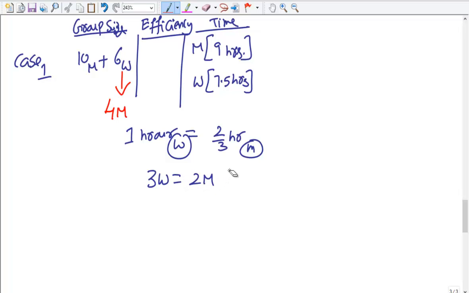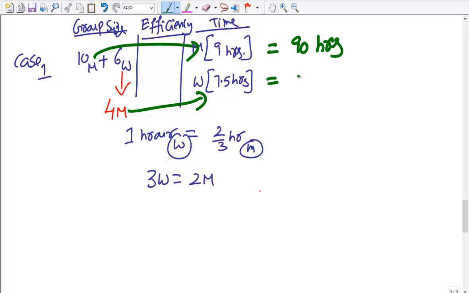Yeah, that's the simplest one. Now look at this one. We converted everything into men. So 10 men group, they work for 9 hours a day. It means per day they work 90 hours. Another group of 4 men, they work 7.5 hours a day. That means they work 30 hours a day. Together they work 120 hours.